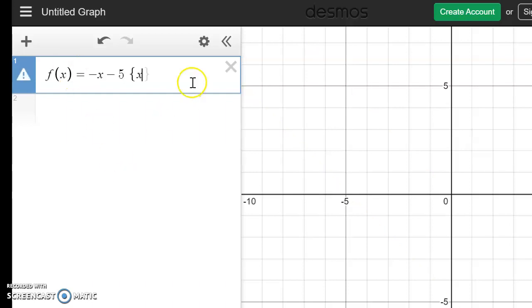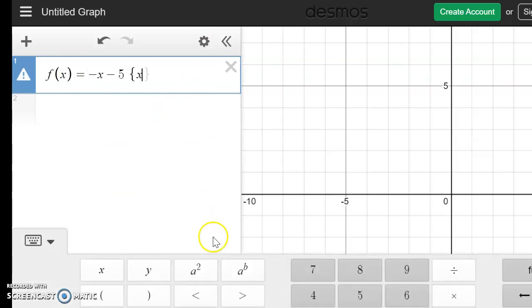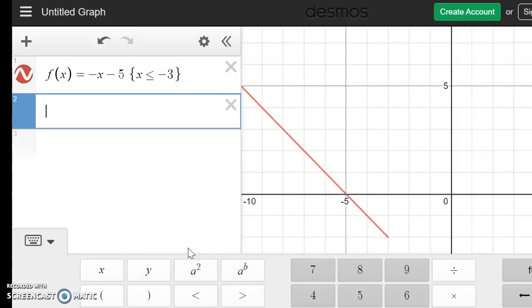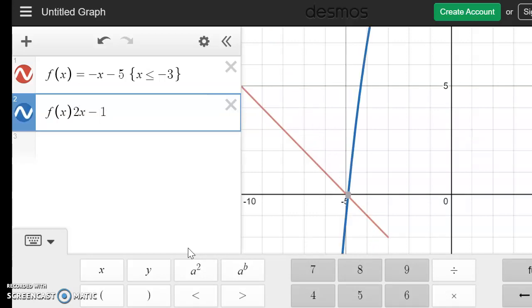X is less than or equal to negative 3. Of course, if you have your graphing calculator at home, you can just use that. But if you don't have one, then you can do what I'm doing and use Desmos. Or you can graph by hand too.